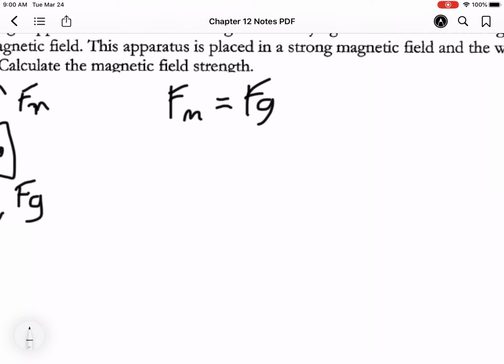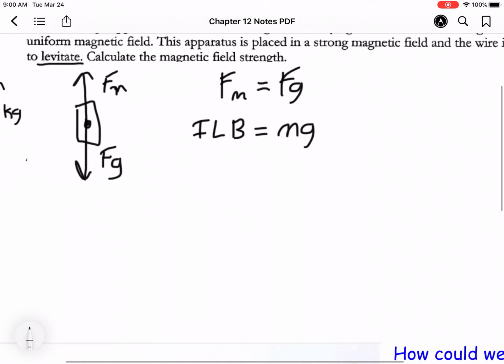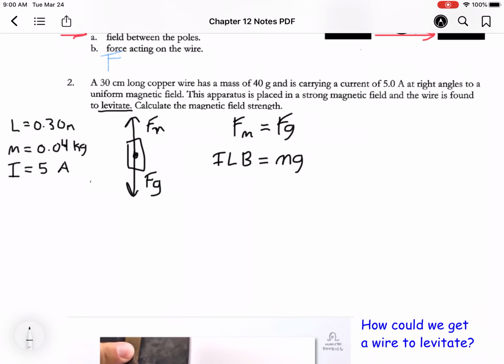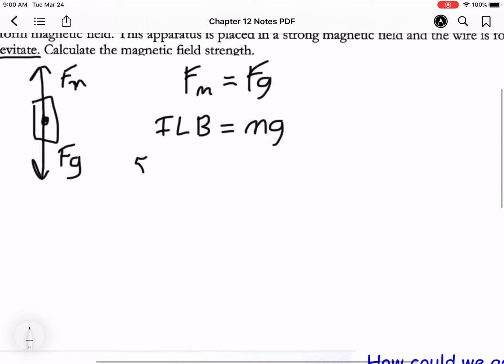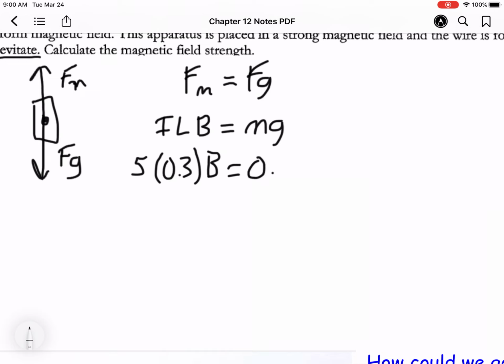My Fm, since it's a current, is ILB, and my Fg is mg. So I have my I and my L from over here. My I is 5, my L is 0.3, so it's 5 times 0.3 times B. My mass is 0.04, and my g is 9.81, which we are safe to assume because it doesn't say anything about not being on Earth. So we're going to calculate B here, which is 0.04 times 9.81 divided by 0.3 and divided by 5.